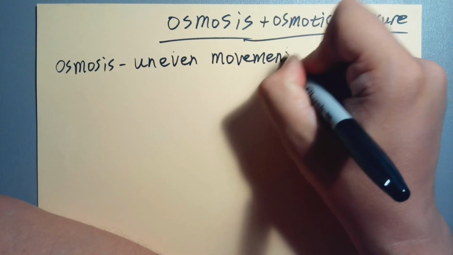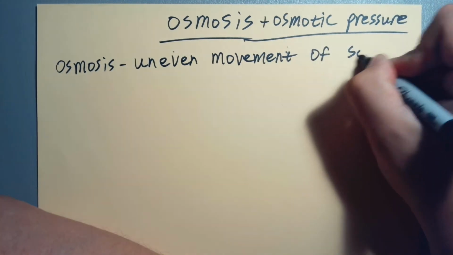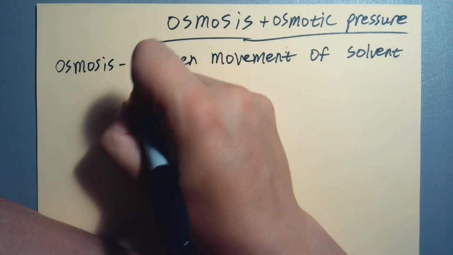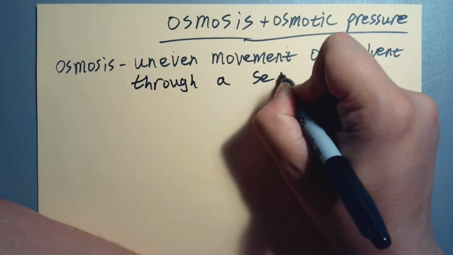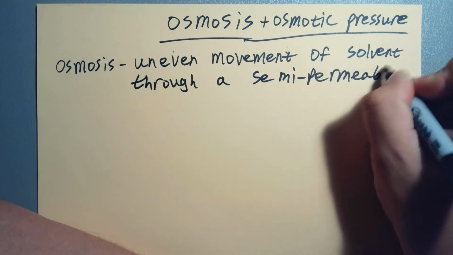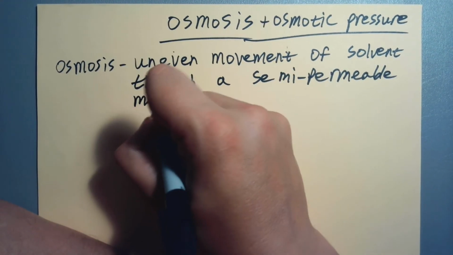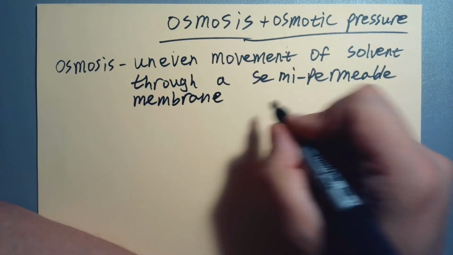At least a refrigerator. So uneven movement of solvent through a semi-permeable membrane. That is a dry definition, right? So first, what is a semi-permeable membrane? So we're going to break this down.